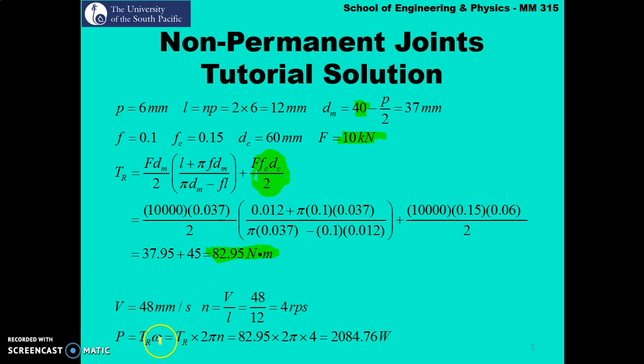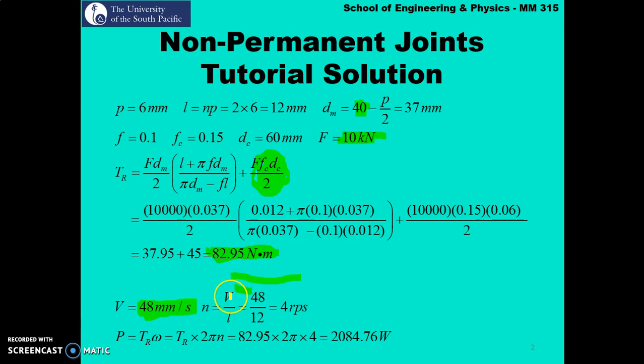Now we have to calculate the power as well, and power is simply given by the raising torque times the angular velocity at which the thread is rotating. In the question we are given the velocity at which the nut is moving, which is 48 mm per second. It moves a distance of 48 mm every second, and we know that the lead for this screw is 12 mm. Lead is the distance that the nut moves for every complete turn, for every one turn of the thread.